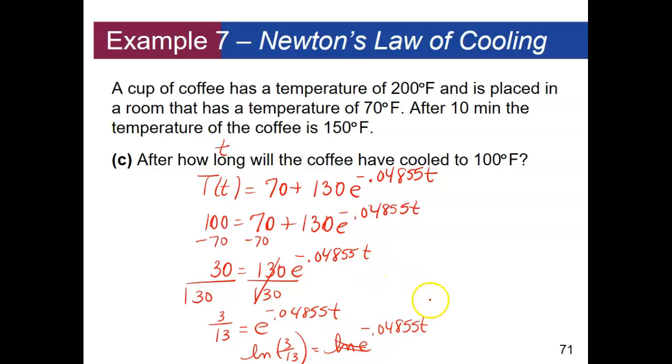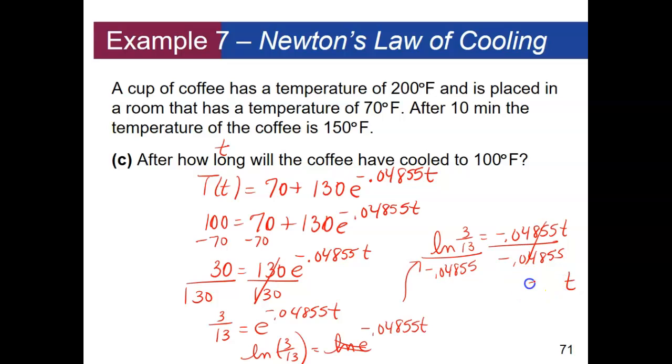So you can see that some of this becomes very much repetitive. The hard part is actually just knowing how to substitute all the information in. So we'll divide here, and we're going to get T is equal to 30.2, and that's going to be minutes.